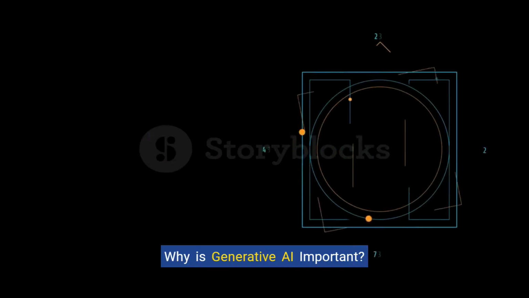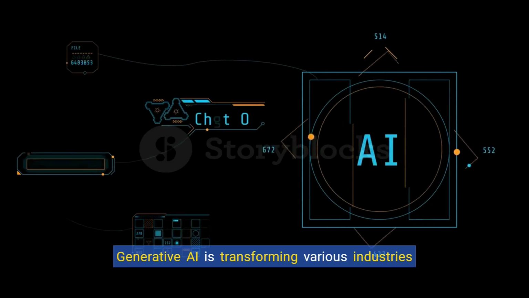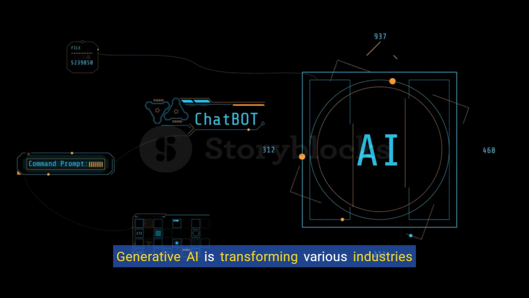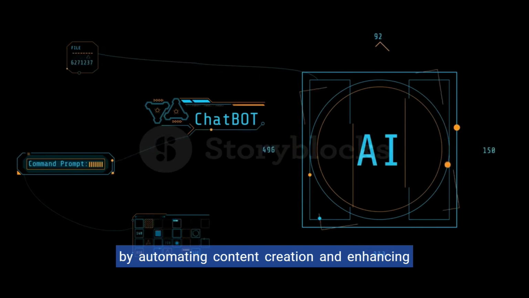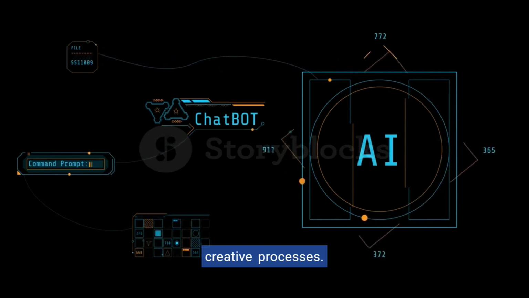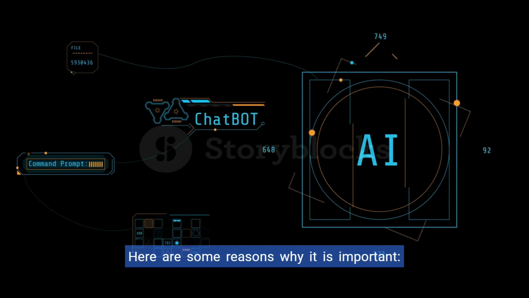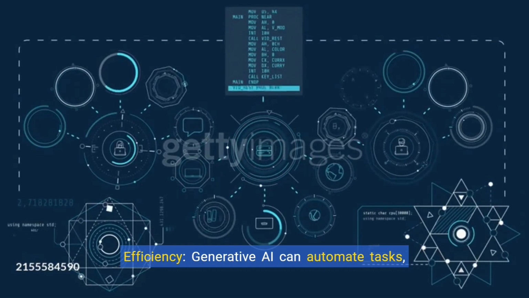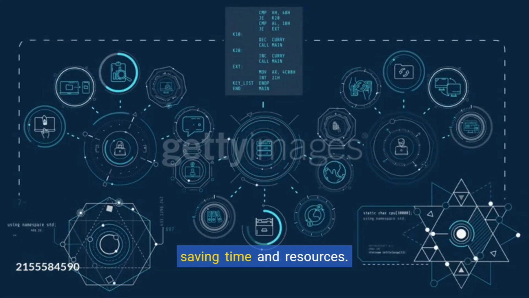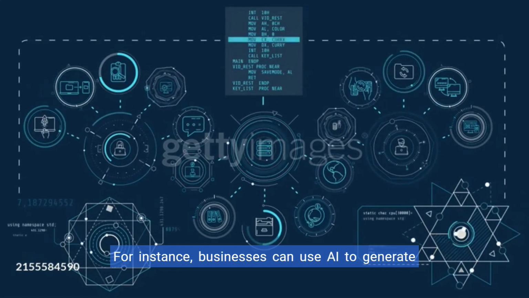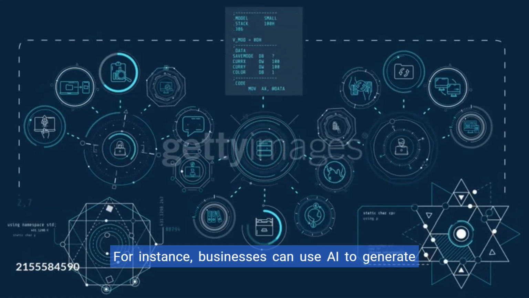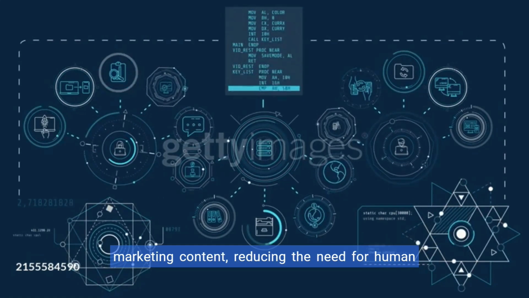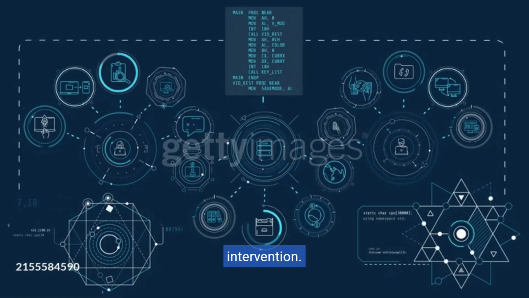Why is generative AI important? Generative AI is transforming various industries by automating content creation and enhancing creative processes. Here are some reasons why it is important. Efficiency. Generative AI can automate tasks, saving time and resources. For instance, businesses can use AI to generate marketing content, reducing the need for human intervention.